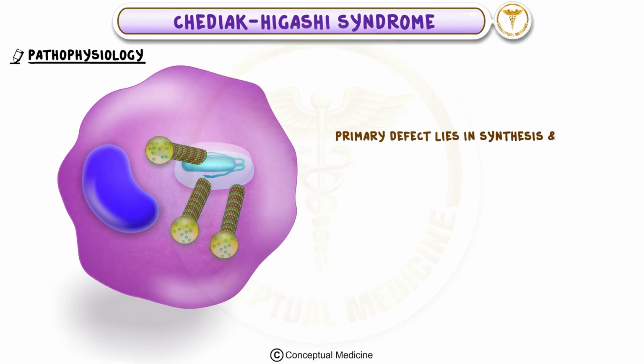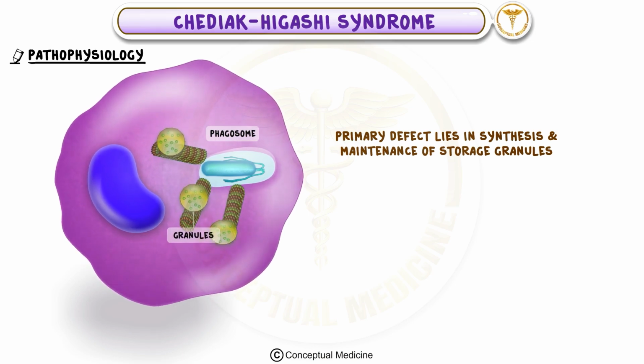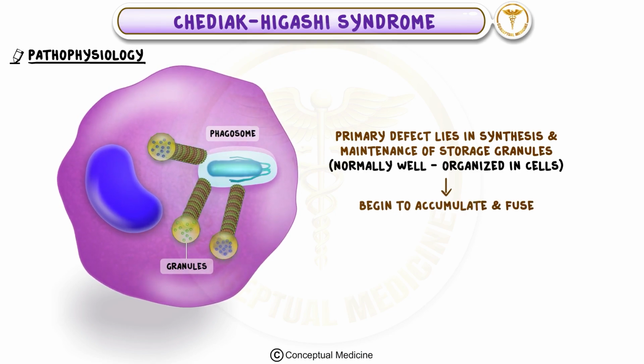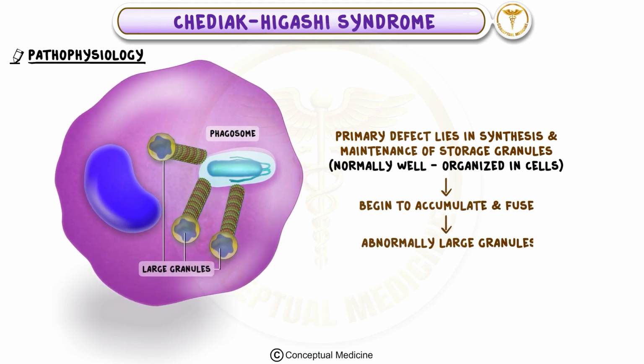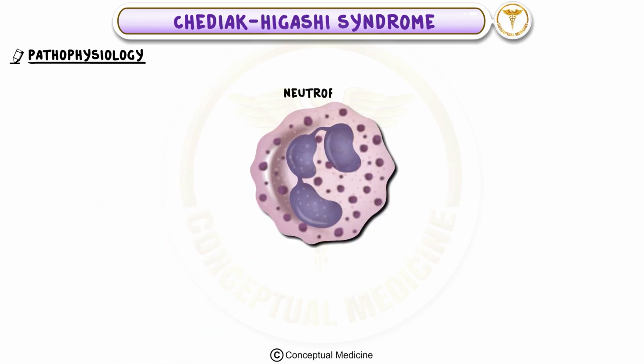The primary defect lies in the synthesis and maintenance of storage granules. These granules, which are normally well organized in cells, begin to accumulate and fuse, forming abnormally large or giant granules in certain cell types. For example, in neutrophils, the azurophilic granules build up.